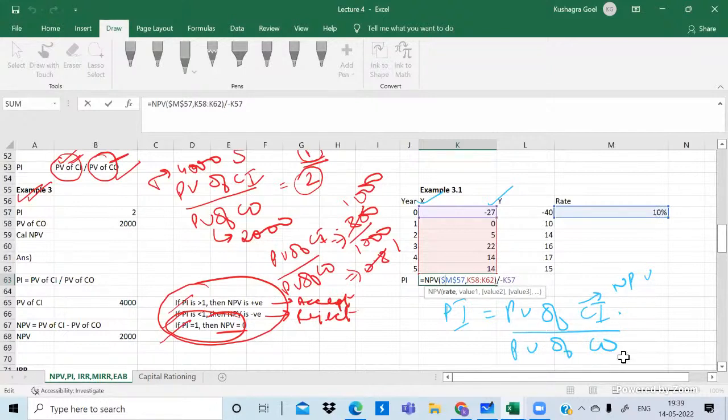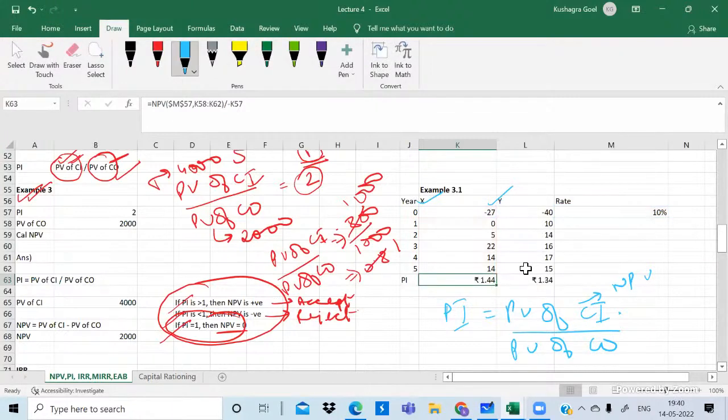Fine. So I get my present value of cash inflows. And then I need to divide it by the present value of cash outflow. So I'll just divide it by minus 27. That is because this is already in terms of present value. So I don't have to calculate the present value. So numerator is the present value of cash inflows. You divide it by the outflow, which is minus 27. You get your profitability index, which is 1.44.